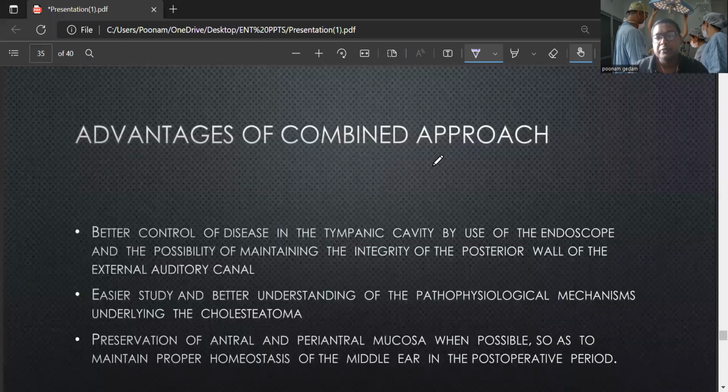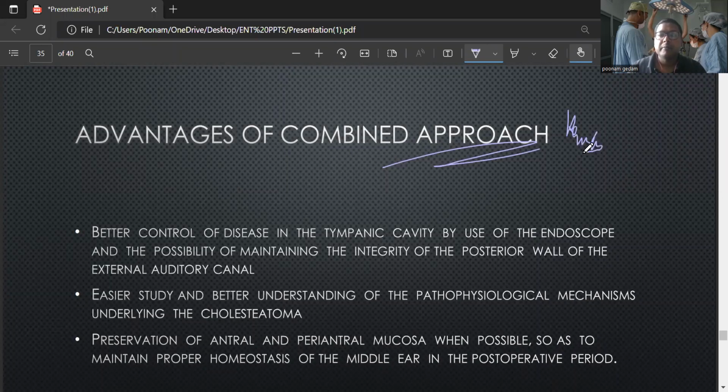Advantages of the combined approach. We will discuss what the advantages of the combined approach are. Better control of the disease in the tympanic cavity by the use of the endoscope, and the possibility of maintaining the integrity of the posterior wall of the external auditory canal. Easier study and better understanding of the pathophysiological mechanism underlying the cholesteatoma. Preservation of antral and periantral mucosa when possible, so as to maintain the proper homeostasis of the middle ear in the postoperative period.